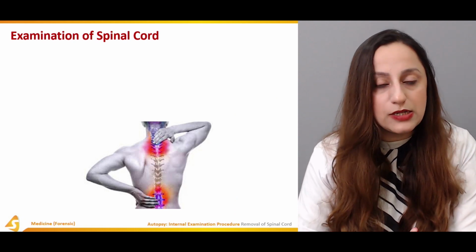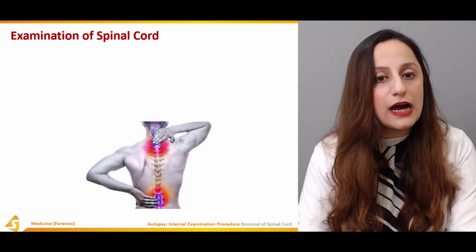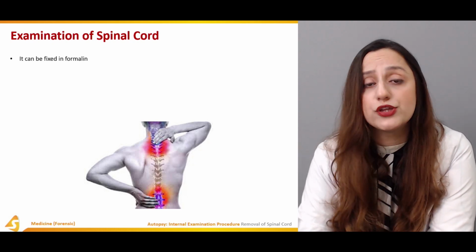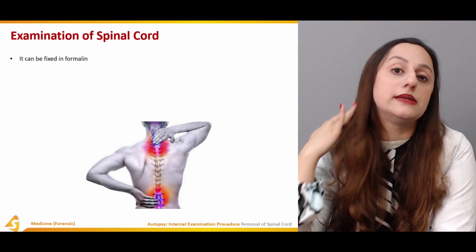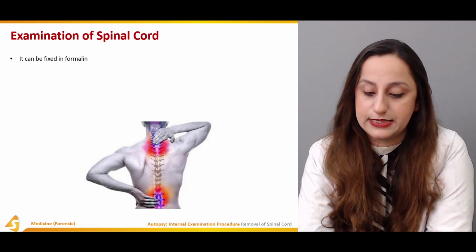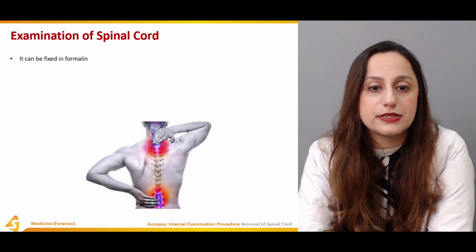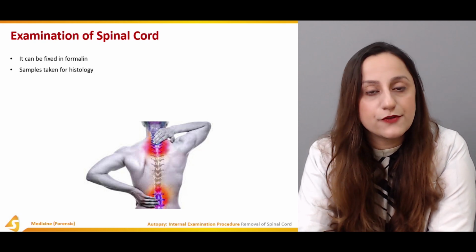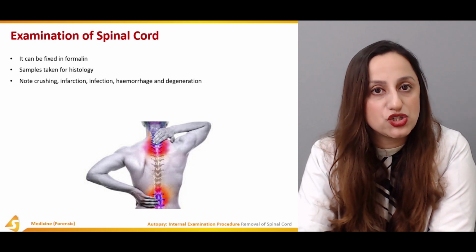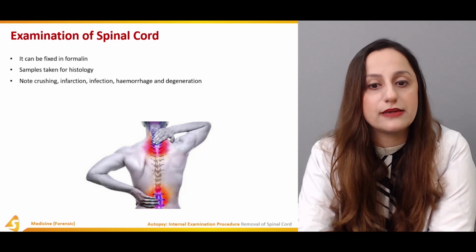Now, we have dissected the spinal cord, we have approached it, we have examined it a little bit, and for the detailed examination it can be fixed in formalin. For preservation purposes, we are using formalin because we have to send some samples to the chemical examiner for further details and some biochemical tests that can be performed on these specimens. Samples are also taken for histology, and we note any crushing, infection, hemorrhages, and degeneration. So these are all the things that we are looking for when we are examining a spinal cord.